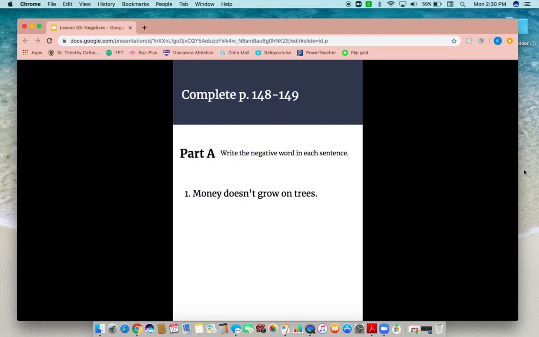So for part A, the directions say write the negative word in each sentence. So they're giving you a sentence and you need to find what the negative word is. So any of the examples from the first slide, okay? Now I'm going to give you the sentence and I'm not writing it. I'm just going to circle it, but in your book, you're going to write it on the line. So money doesn't grow on trees. So which one of those is my negative word?